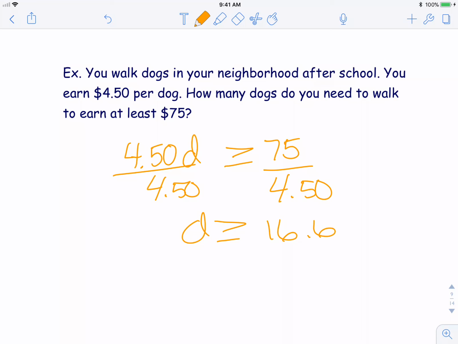Now, if I would plug 16 back into my original inequality, it would not result in an amount that's greater than or equal to 75 because I have to be greater than or equal to 16.6. Now, I can't walk 16.6 dogs. So in order to earn at least $75, I would need to walk at least 17 dogs.